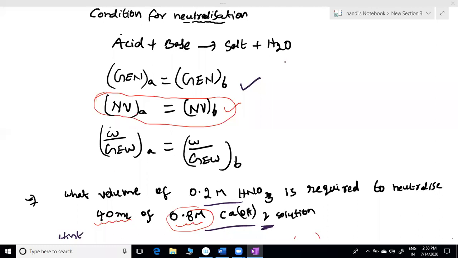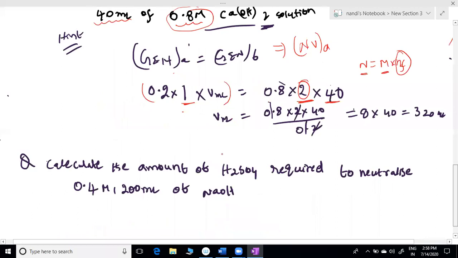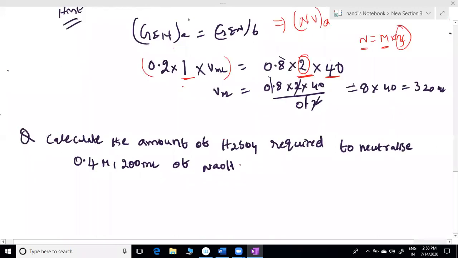You can do the second question, sir. Now calculate the amount of H2SO4 required to neutralize 200 ml of 0.4 M NaOH. Is it correct? Now I am going to solve it here. What is given, I know only one formula. What is that formula, sir? Gram equivalent number of acid equals gram equivalent number of base. We have only one formula. My intention is to make you understand how to use this formula. That is my only intention.